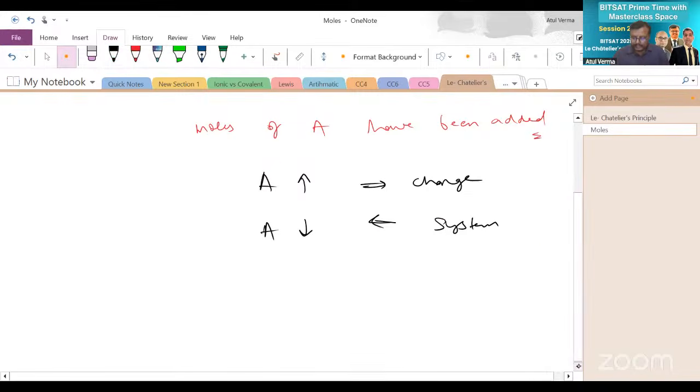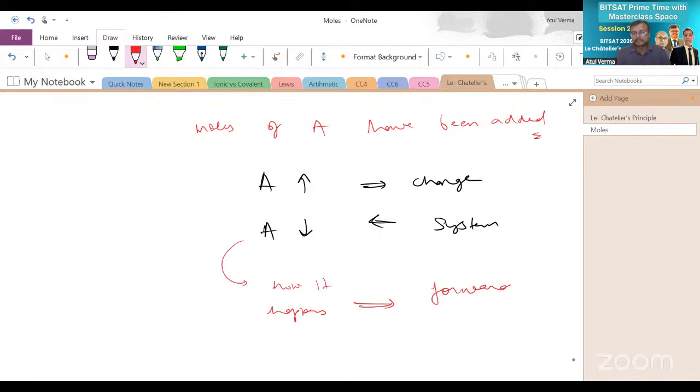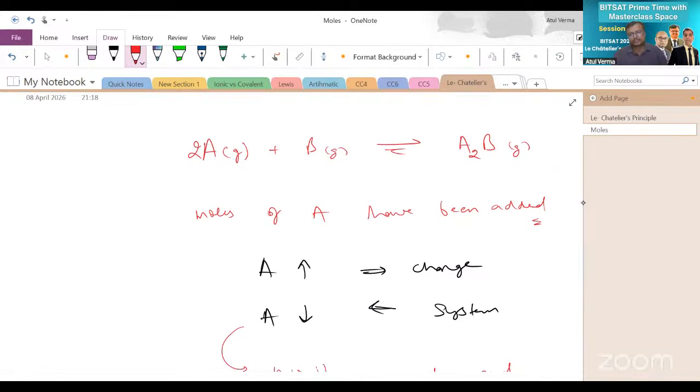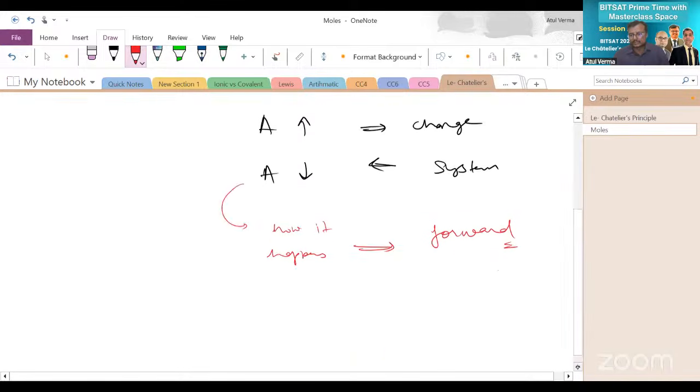When it happens, my friend, what will happen? How can we assure that moles of A get decreased? It happens by going forward, because in the forward direction A is getting consumed. That way, moles of A will decrease. But it is important to understand that what we are saying is not true with respect to overall moles.